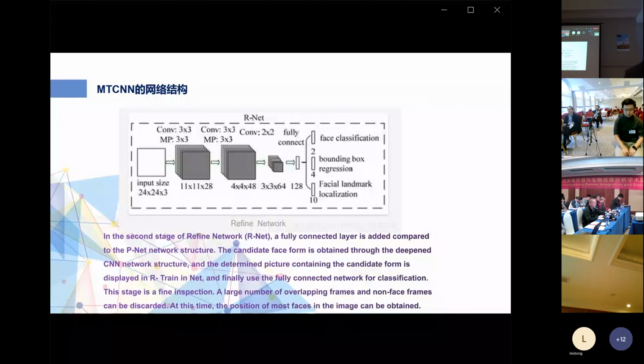The second stage has fully connected layers added compared to the PNet network structure.